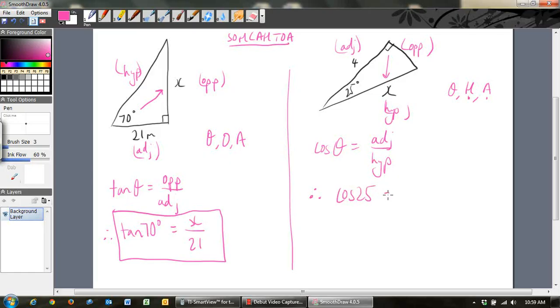So cos 25 is equal to the adjacent side, which is up here, so 4, over the hypotenuse, which is here, x. And that is your ratio for that particular triangle. And that's how we set up the ratios. In the next video, we'll finish these types of questions off with knowing how to solve for x here for those ones. Enjoy!